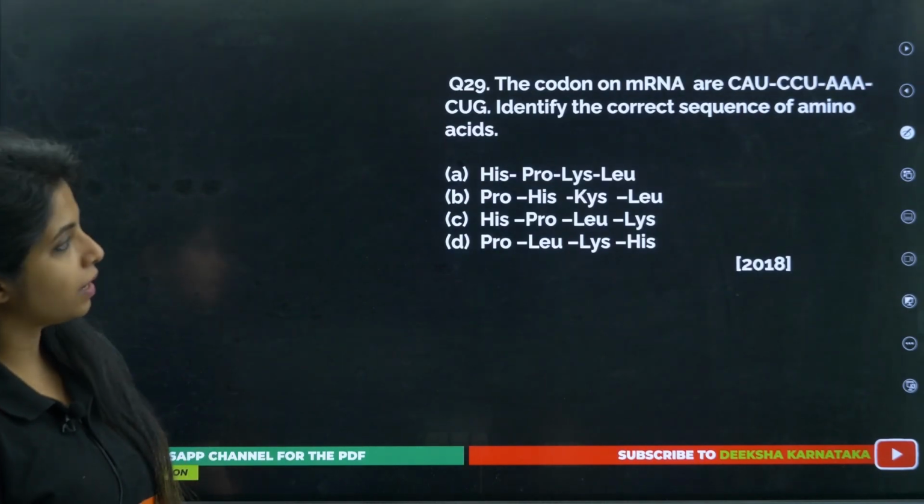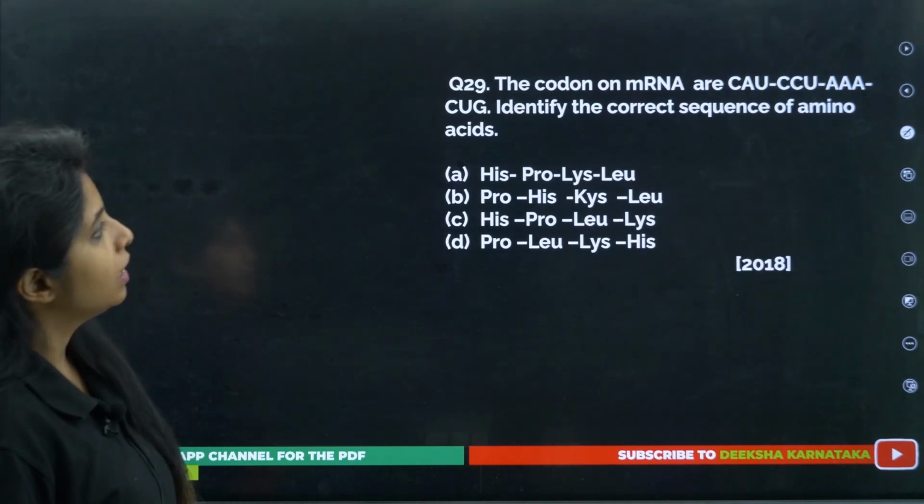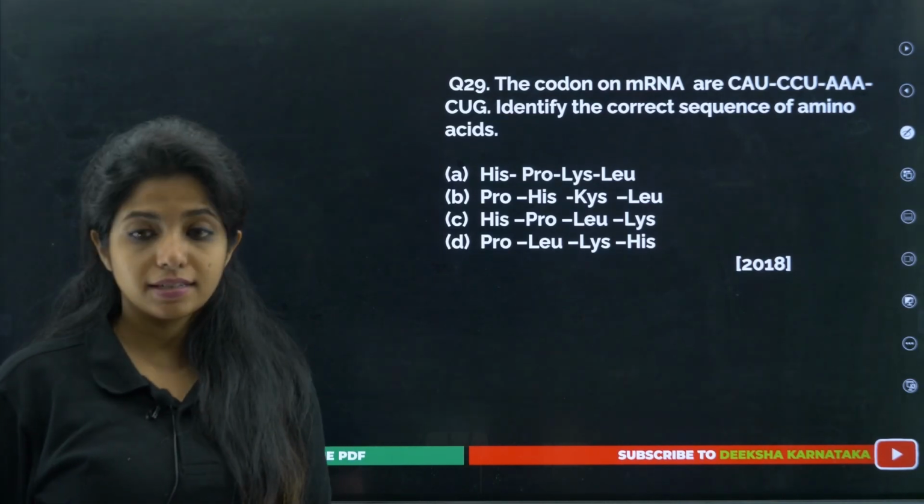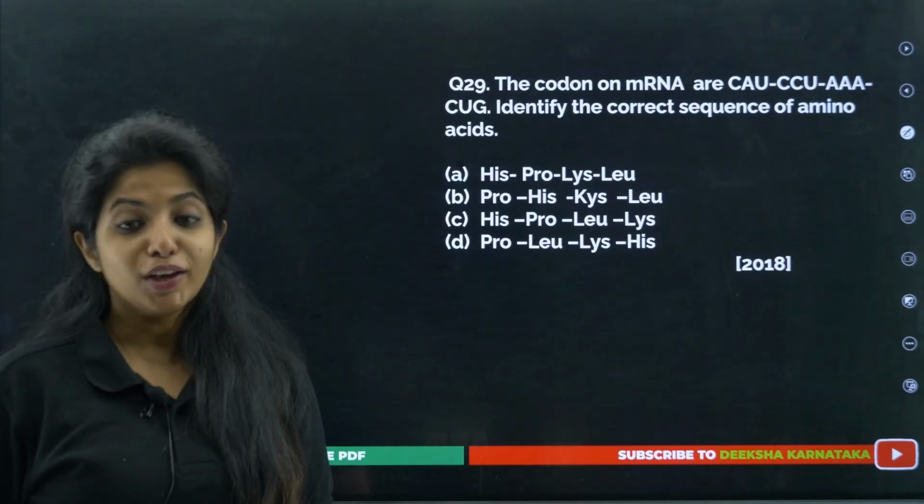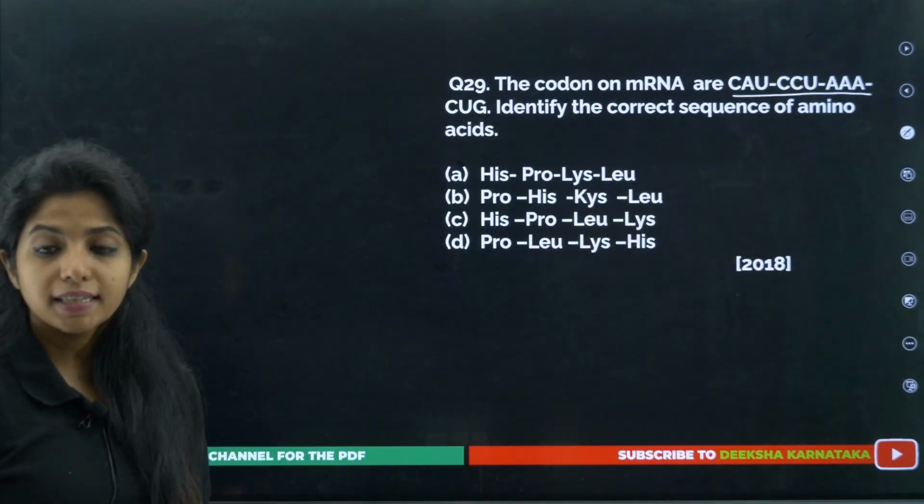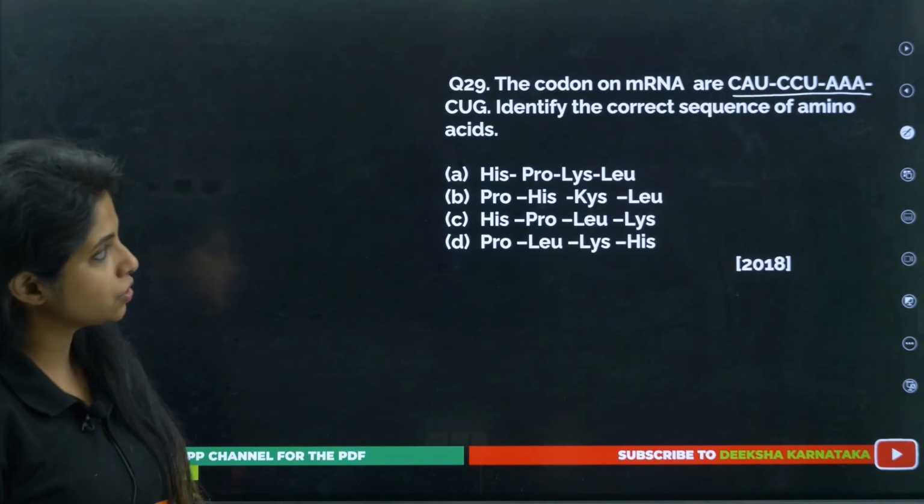The codons on mRNA are CAU, CCU, AAA, CUG. Now you had to tell the answer. How will you tell the answer if you're not aware about the codons? So we have to remember the codons. CAU stands for histidine. So let's see.